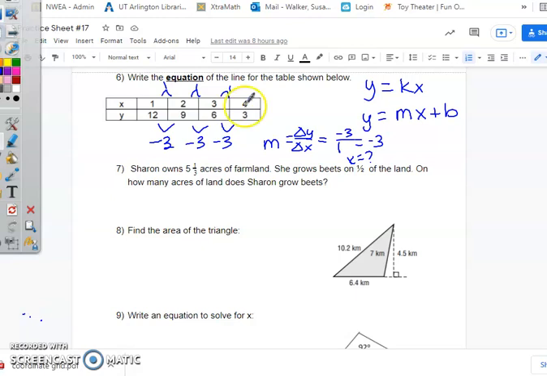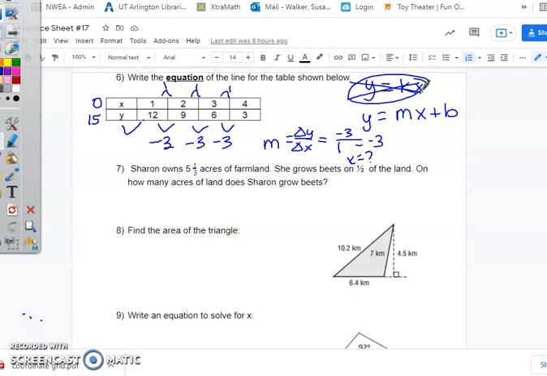Okay? So 4, 3, 2, 1, 0. Now this one, it's going up, so I'm not really doing minus, I'm doing plus. 3 plus 3 is 6, plus 3 is 9, plus 3 is 12. Plus 3 would be 15, right? So guys, does that go through 0, 0? It does not. So it's not this one, okay? It's not y equals kx. It's y equals mx plus b, okay?